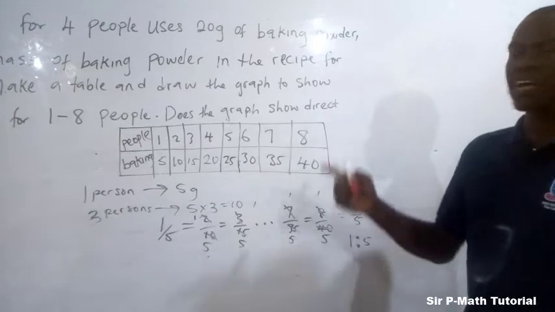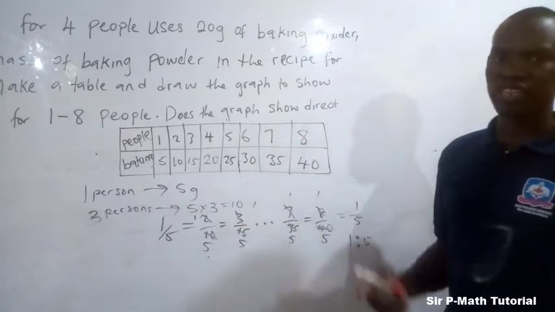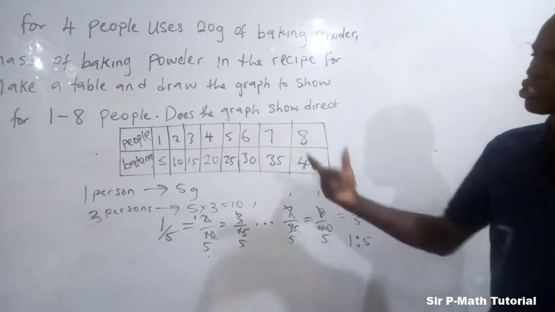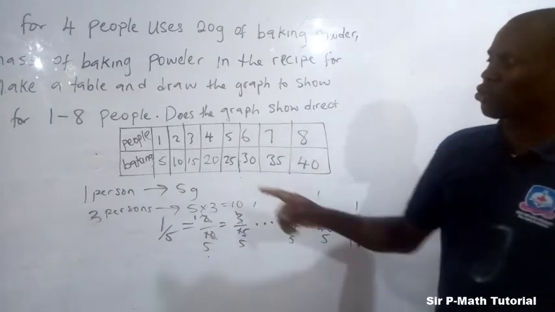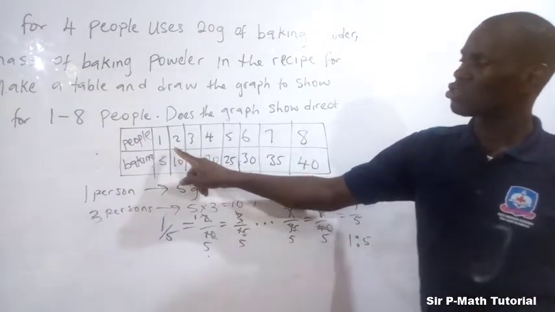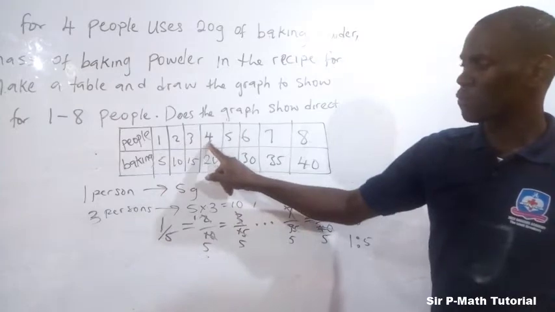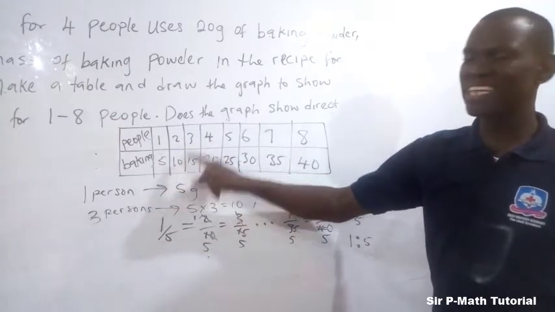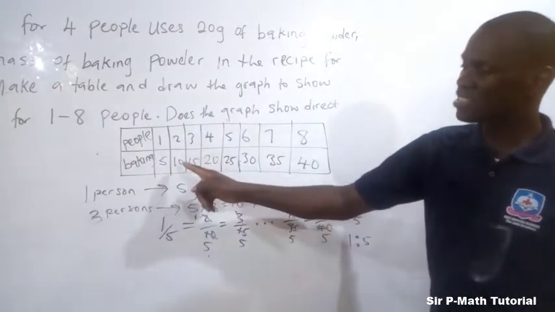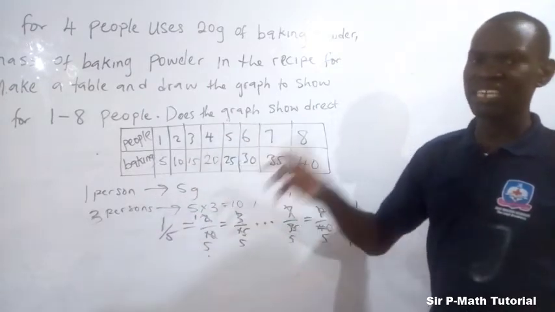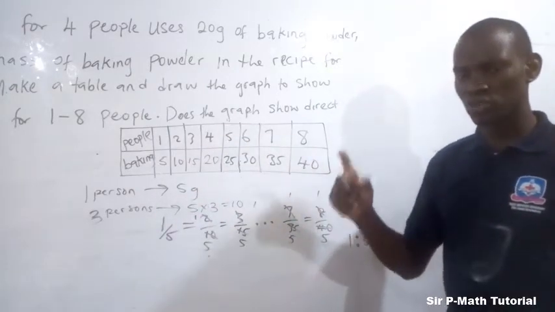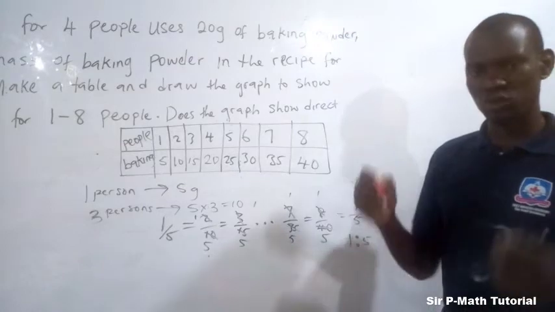Next, we are asked to represent the information on a graph. Of course, it is going to be a straight line graph, because as 1 increases to 2, to 3, to 4, the quantity increases in the same proportion. It is adding 5, 5, 5 in the same proportion, in the same ratio. Therefore, it's going to be a straight line graph.